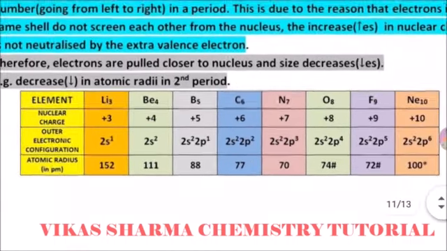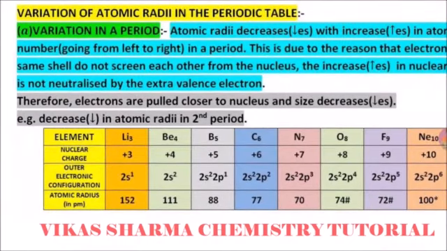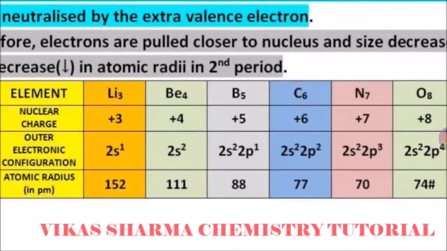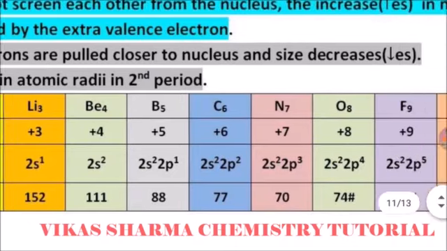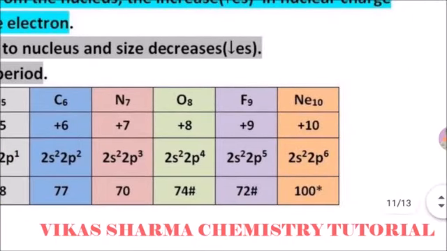Here is the decrease in atomic radii in the second period, as you can see on your display. It means when we move from left to right, the atomic size decreases. For example, lithium, with outer electronic configuration 2s1, has a size of 152 picometer. Beryllium 2s2 is 111, and boron 2p1 has size 88. Carbon 2s2 2p2 has size 77 picometer.